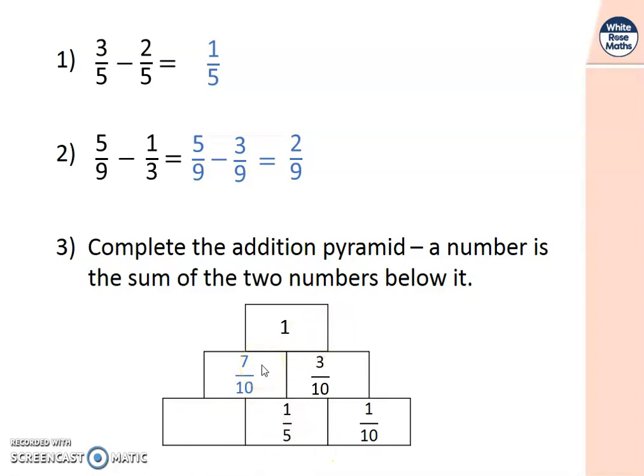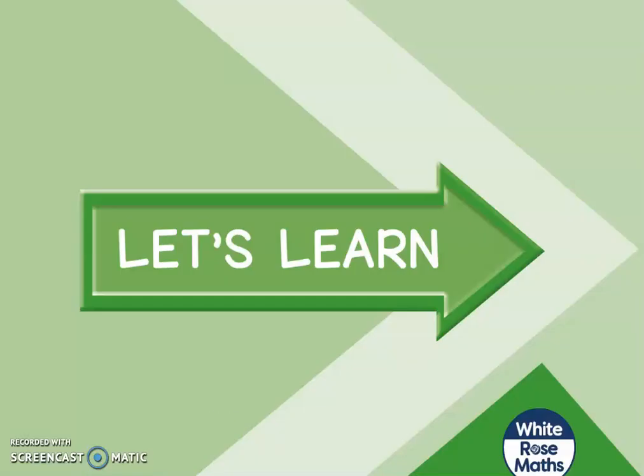Here, a number add 1/5 gives us 7/10, or 7/10 subtract 1/5 gives us this answer. We need to have the same denominator, so 1/5 is the same as 2/10. 7/10 subtract 2/10 is 5/10. And what's 5/10 the same as? 1/2. Well done.